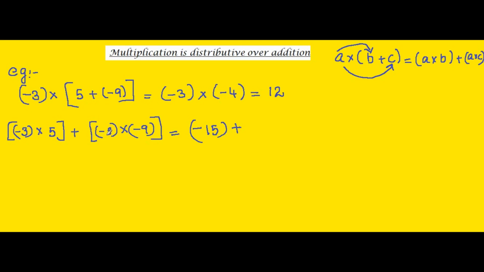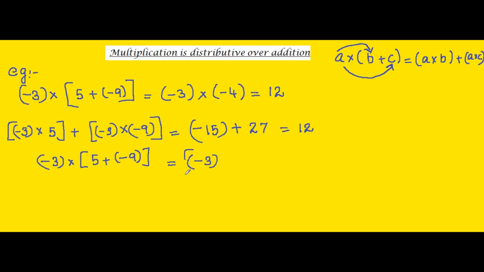Plus negative 3 and negative 9. Negative into negative it is positive. 3 times 9 it is 27. So negative 15 plus 27, the answer is 12. So we can write negative 3 times 5 plus negative 9 equal to, you can distribute negative 3 over 5 and negative 9.